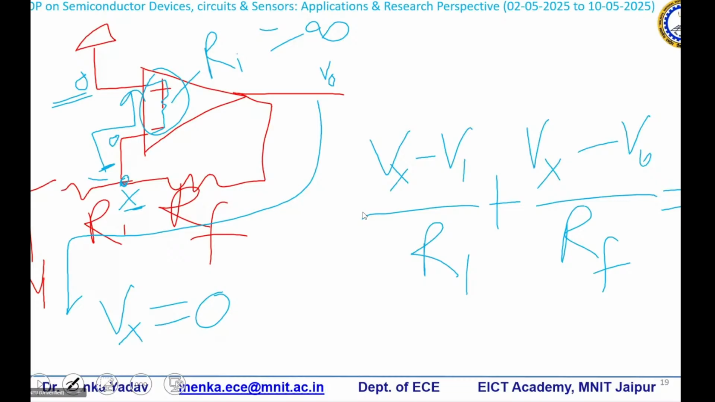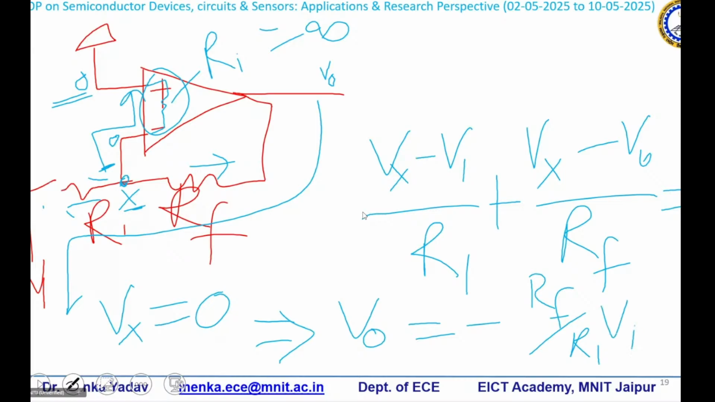Because Vx is equal to 0, right? So this way current is going and this way current is going. When we make Vx equal to 0, it's going to give us Vo is equal to minus of Rf upon R1 into Vin. So that's the expression we had for the inverting amplifier.